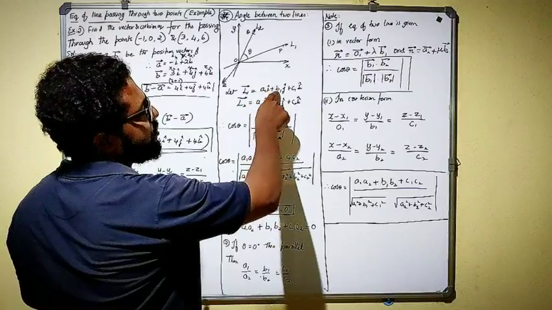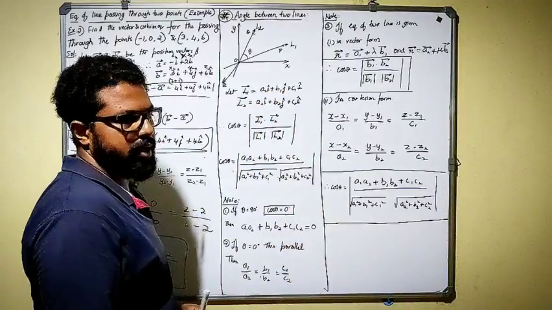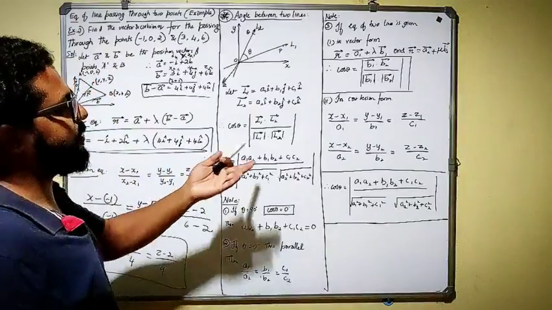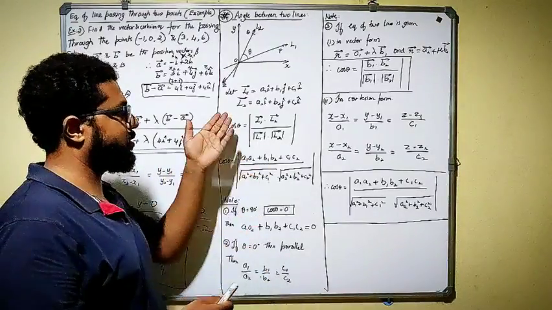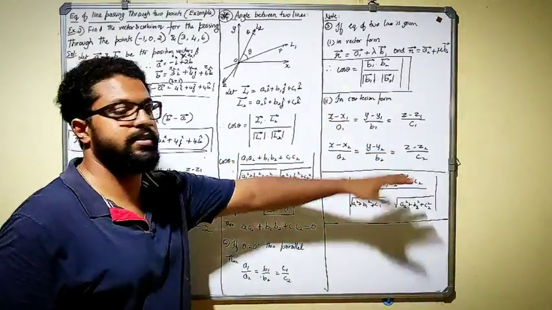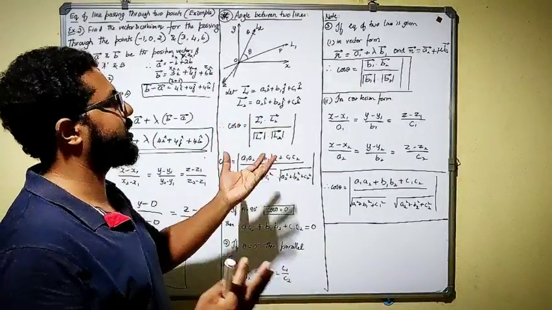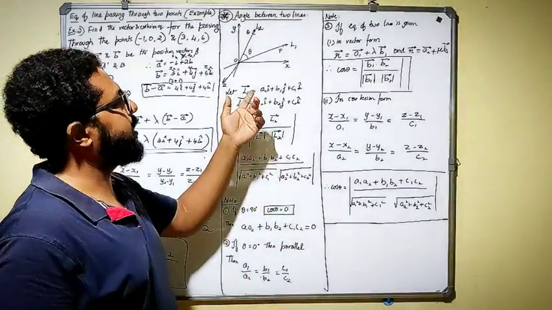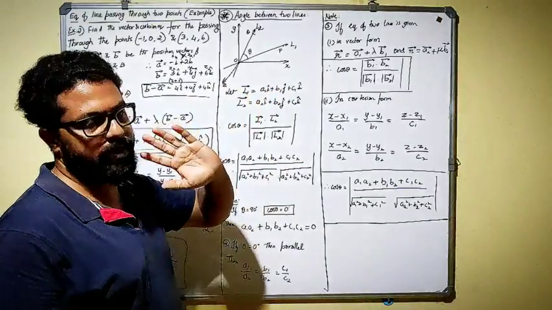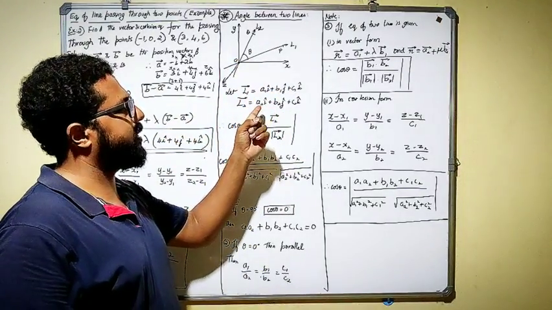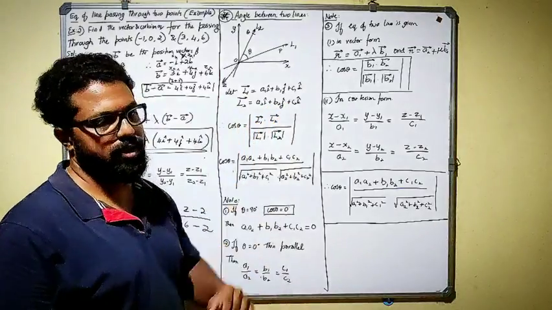A1 i cap, B1 j cap and C1 k cap. You can take any letters you want, you can take x1, y1, z1 also, but you will get confused with other things. So the more preferable, textbook letters which you are going to follow will be A1 i cap, B1 j cap and C1 k cap. For the second one, I'll simply change the number. The L2 vector will be A2 i cap, B2 j cap and C2 k cap.